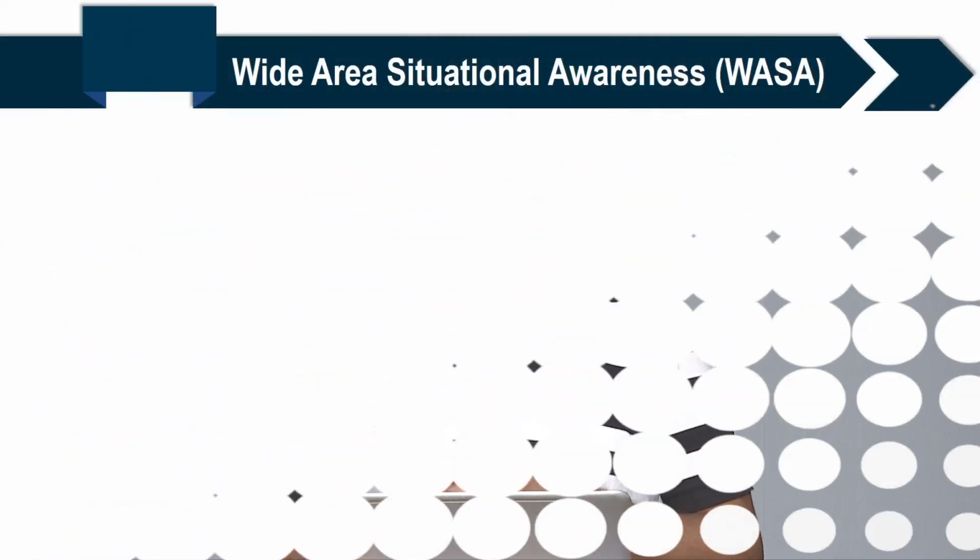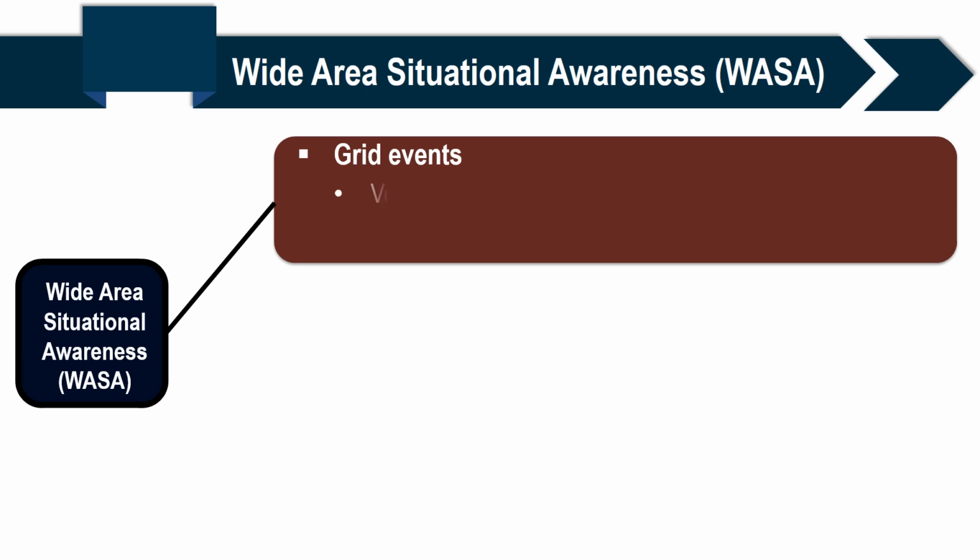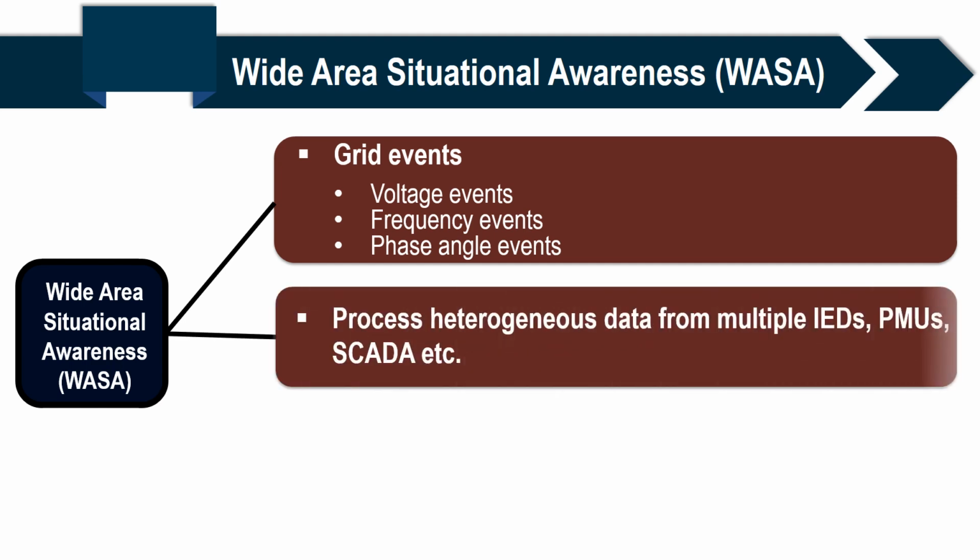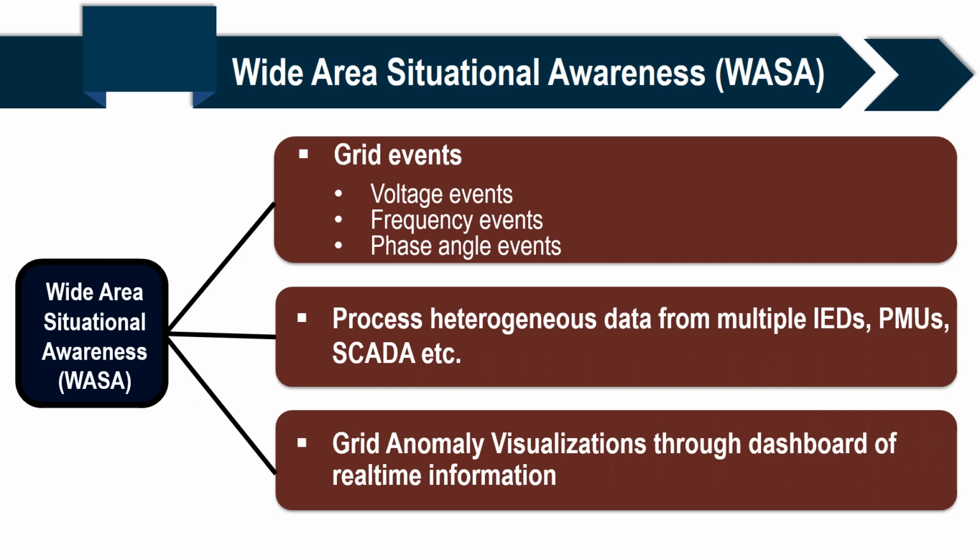And with wide area situational awareness, it can receive different grid events, like any voltage fluctuation event, any frequency event where there is a change in frequency from the desired frequency. And then the second one is a phase angle event, which can also be measured through wide area situational awareness. It helps process heterogeneous data from multiple devices, and the grid anomaly visualization can also help utilities understand the anomalies they are seeing in a specific area.